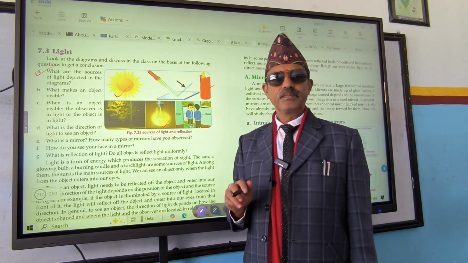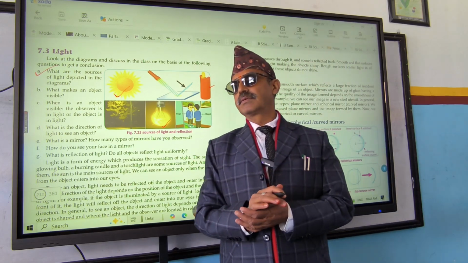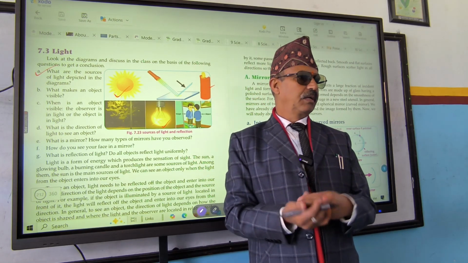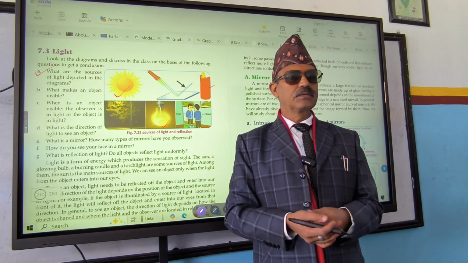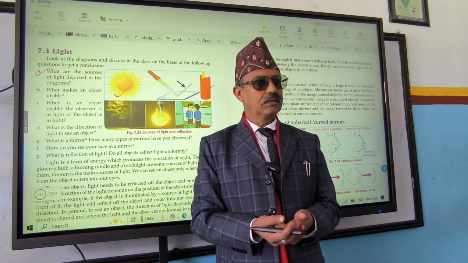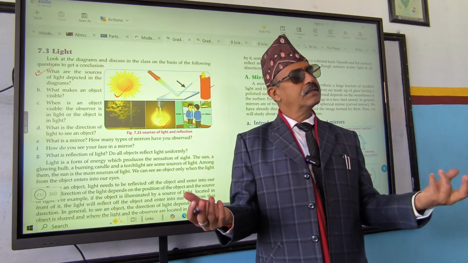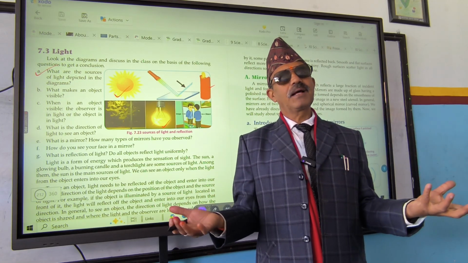Question number 2. What makes an object visible? Light. If there is presence of light, the object is visible. If there is absence of light, it's not visible, right? We can see each other because of light. But at night time, everything seems black, right?